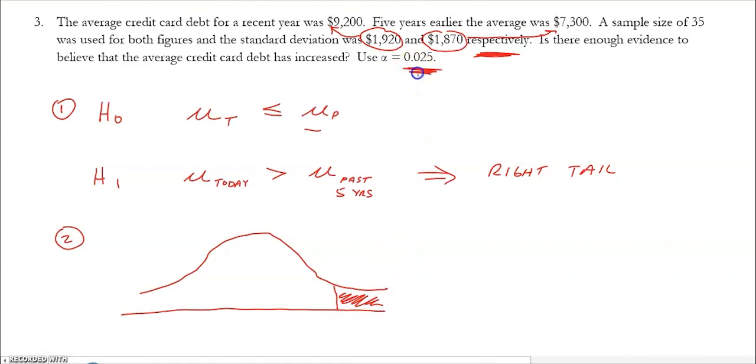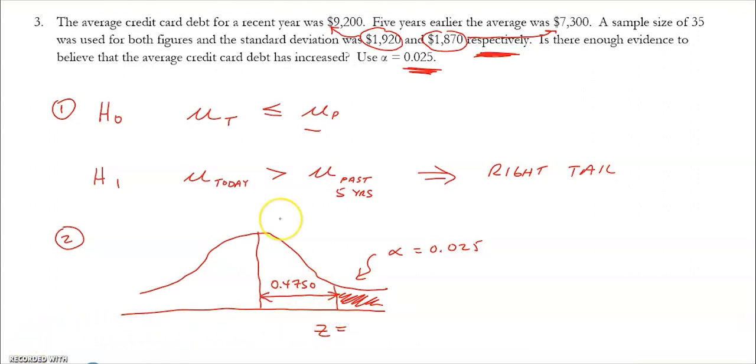And according to our question, the alpha is 0.025, making the area from the center to there 0.475. And as before, when you go to the Z table, we should expect this value to be 1.96, but let's just double check that.